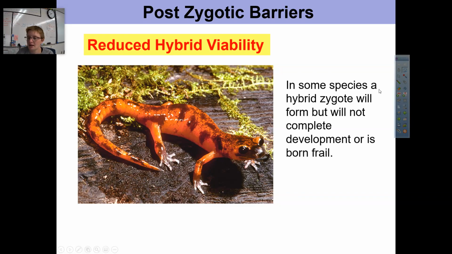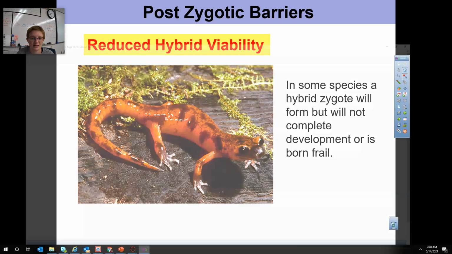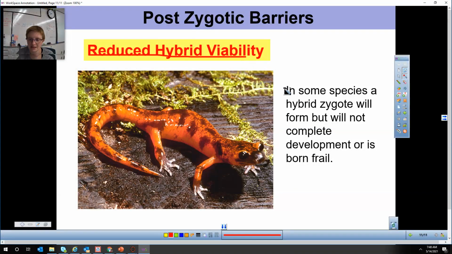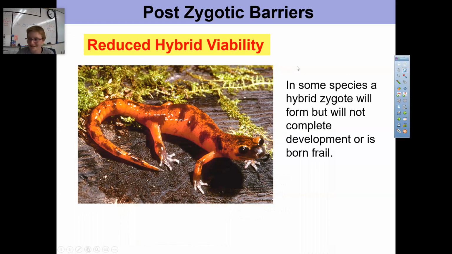Okay, another post-zygotic barrier is reduced hybrid viability. That just means that the hybrid zygote does not complete development. They're very frail, they're very sickly, and they die early. So it doesn't work out. Like, yay, they made a baby, but it's not a very healthy baby. It doesn't work out because of probably chromosome incompatibility or gene incompatibility of some kind. They just don't work out.